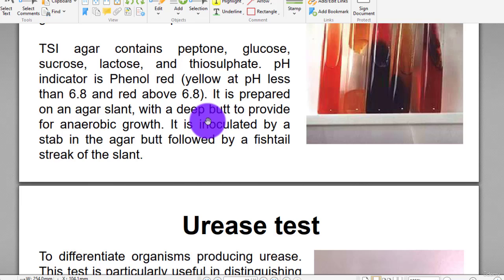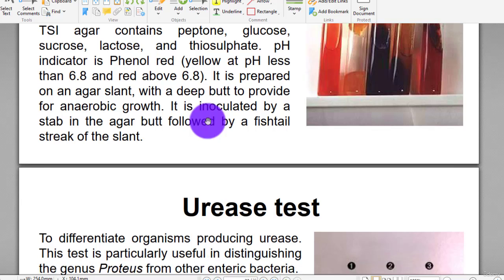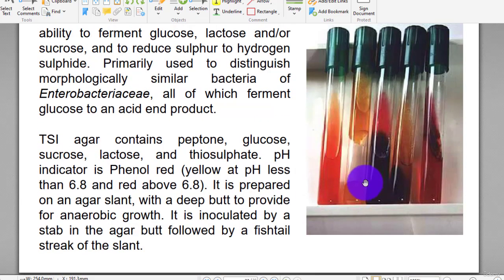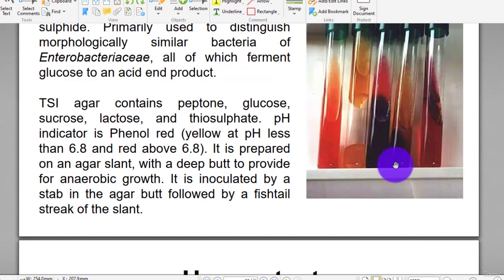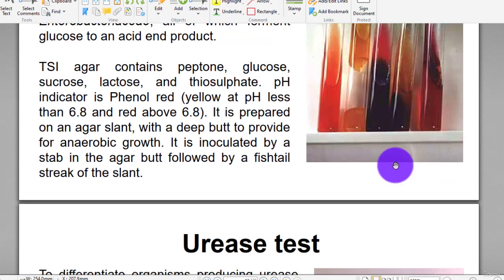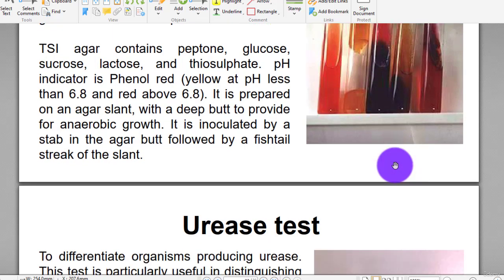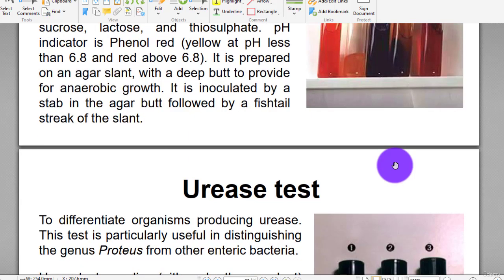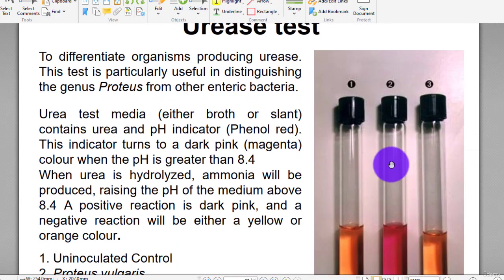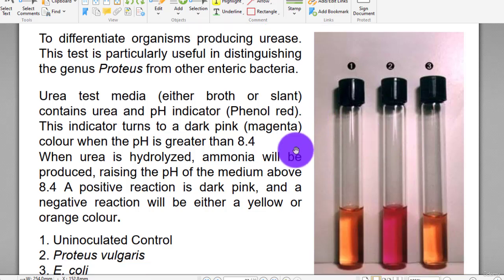It's prepared as an agar slant with a deep butt to provide for anaerobic growth. It's inoculated by stab in the agar butt, followed by a fishtail streak of the slant. Urease test differentiates organisms producing urease. This test is particularly useful in distinguishing the genus Proteus from other enteric bacteria.